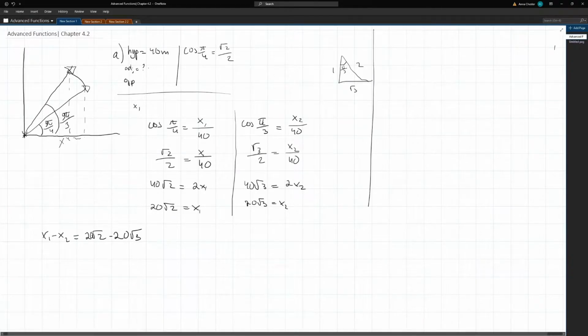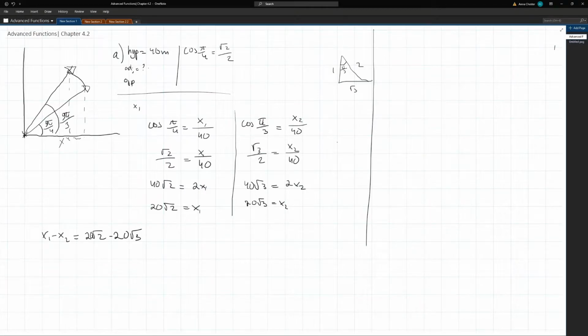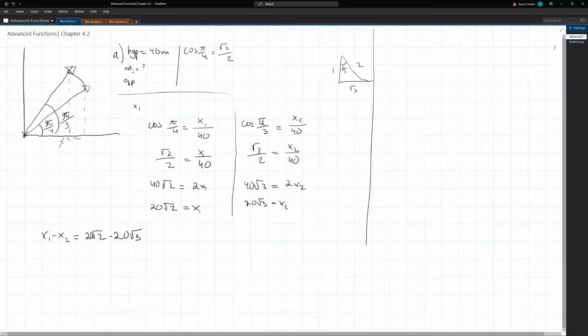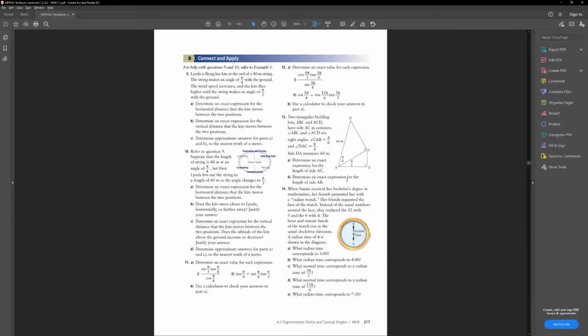Now, to do part B, we're simply going to be dealing with sine because that is our y value. That is our vertical distance. Next, for C, it's asking us to determine the approximate answers for part A and part B to the nearest tenth of a meter. So you're just plugging that value into your calculator and finding out what it equals to. So we're good there. Now let's look at question 10.